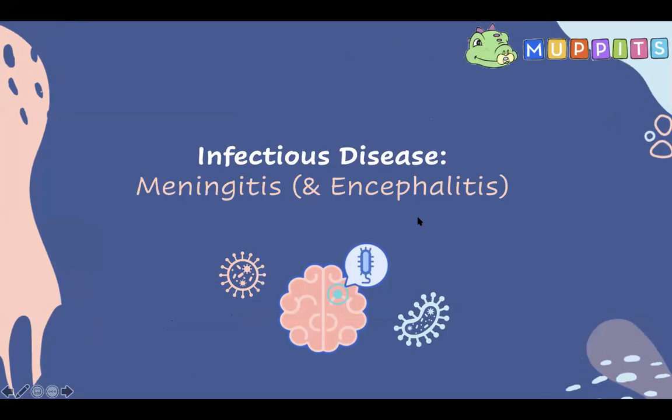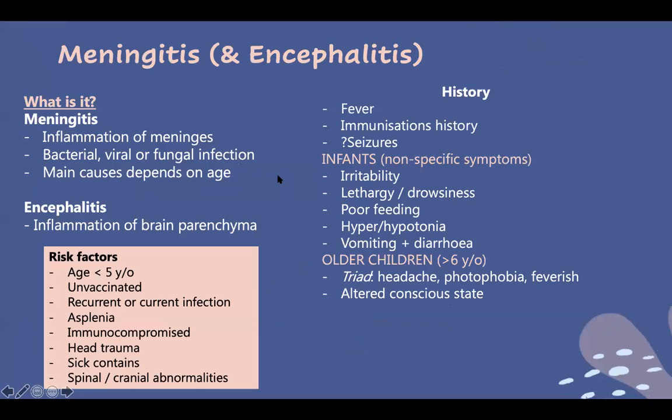So the first thing is meningitis and encephalitis. So obviously we know that meningitis is inflammation of our meninges, so the meninges surrounding the brain and spinal cord, whereas encephalitis is inflammation within the actual brain parenchyma. So it's important to distinguish these two because they have different causative organisms and different treatments, and they present very differently.